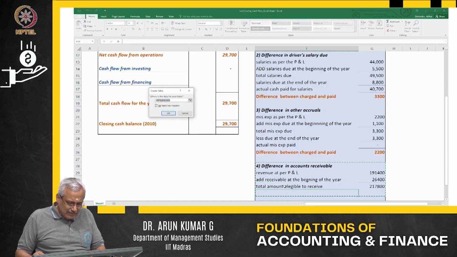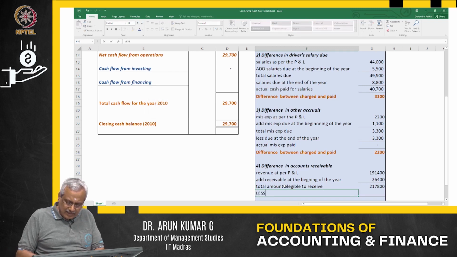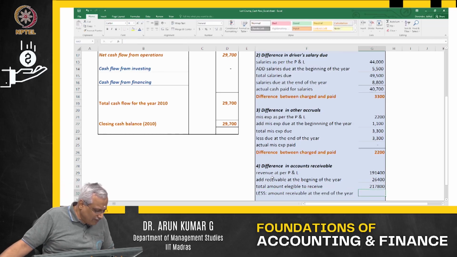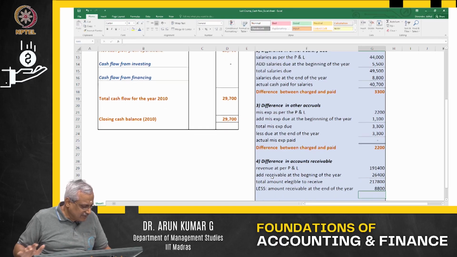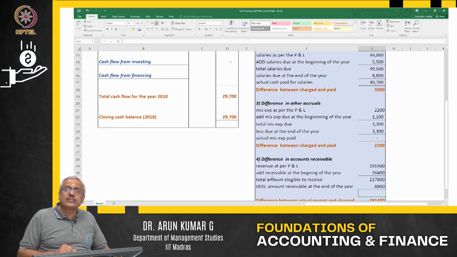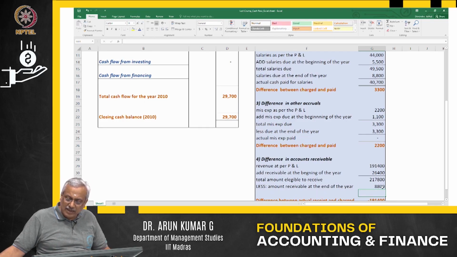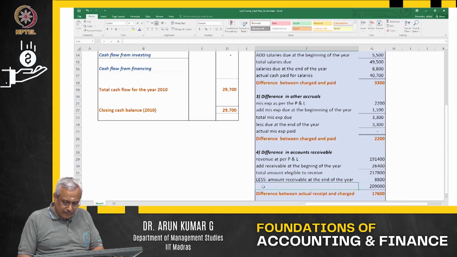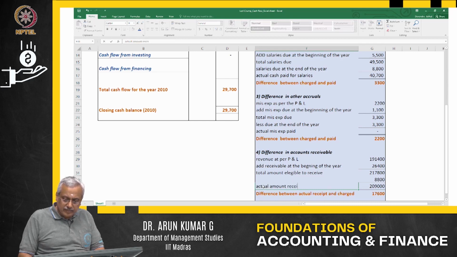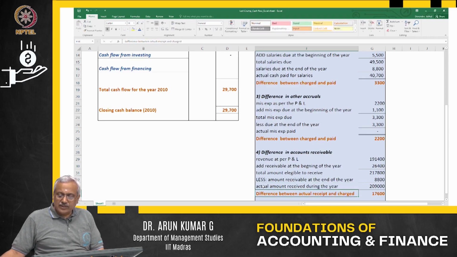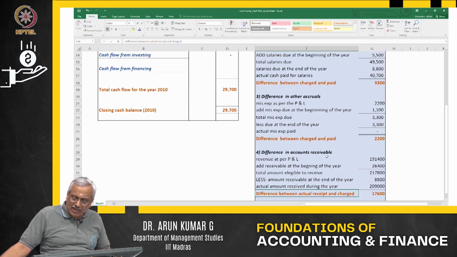I will say less amount receivable at the end of the year. At the end of the year, what is the amount receivable? 8,800 is receivable at the end of the year. That means, what is the actual amount received? The actual amount received during the year is 2,09,000. You have taken how much in the revenue?